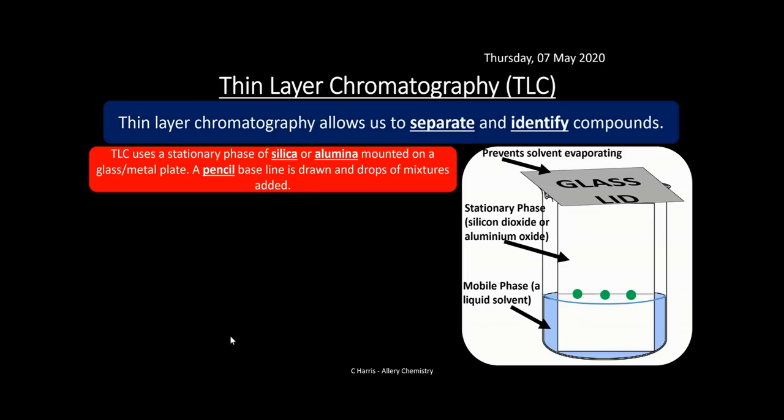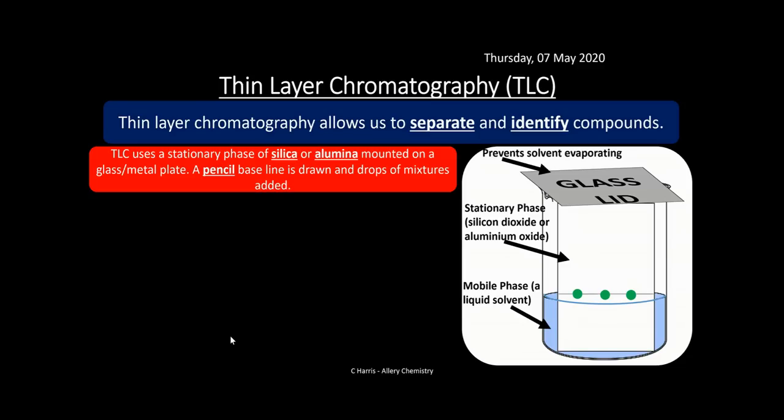metal plate. Now, you might have seen something similar, not TLC, using paper, so you would have used filter paper instead. But this is a little bit more technical because we're using different chemicals. We draw a pencil line at the bottom, and drops of mixture are added towards the bottom. You can see here that we have it in a glass beaker. We have our solvent, which is the mobile phase, towards the bottom. So this is a liquid solvent.